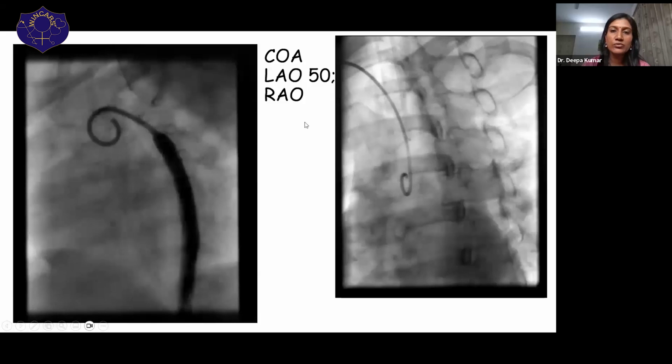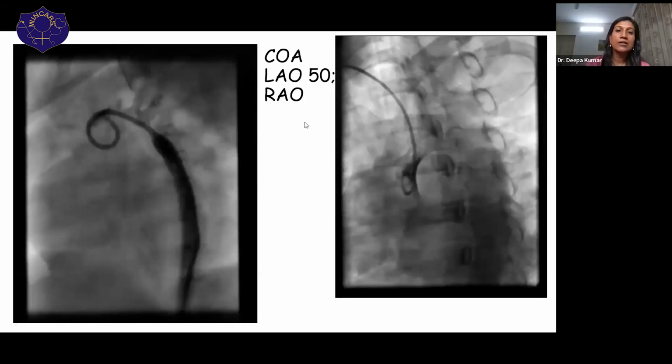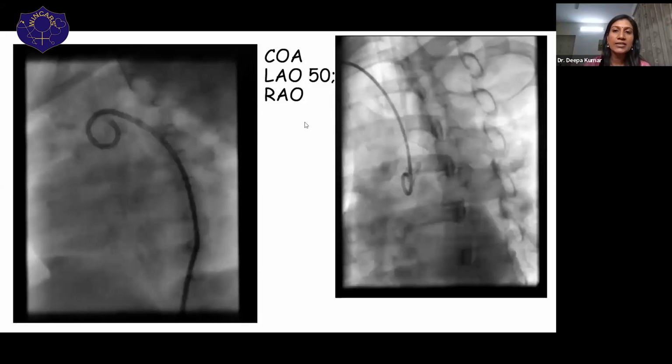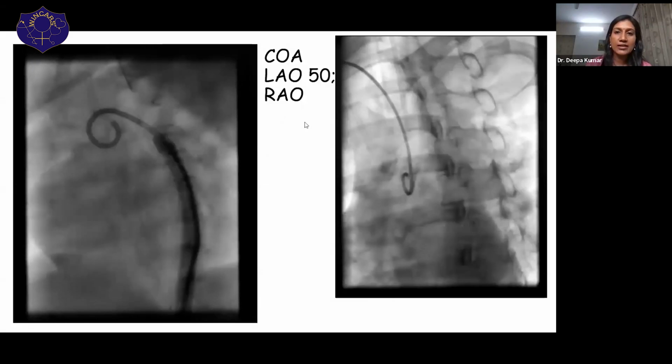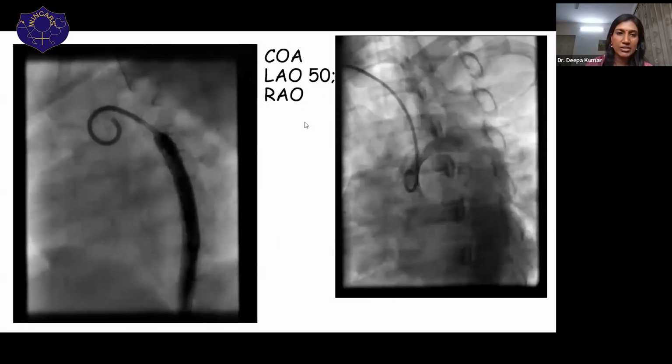You take a plain LAO, some 40 to 50 inclination, and if you want further delineation, you take an RAO view as well. So an LAO view and an RAO view to supplement your imaging.